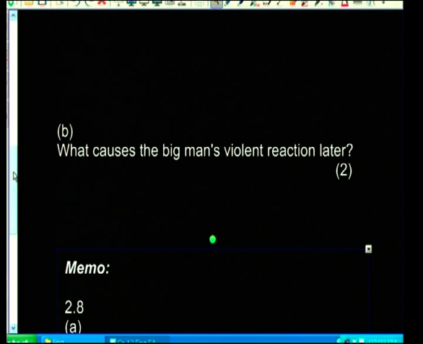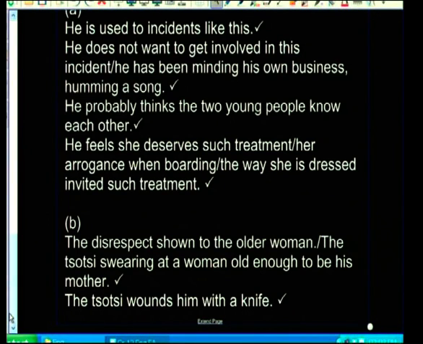The next question: what causes the big man's violent reaction later on? Why does he become violent all of a sudden? He was very withdrawn, very calm, but then something changes his mood and his attitude. What is it that changes his attitude? The disrespect shown to the older woman. The Tsotsi swearing at a woman old enough to be his mother.